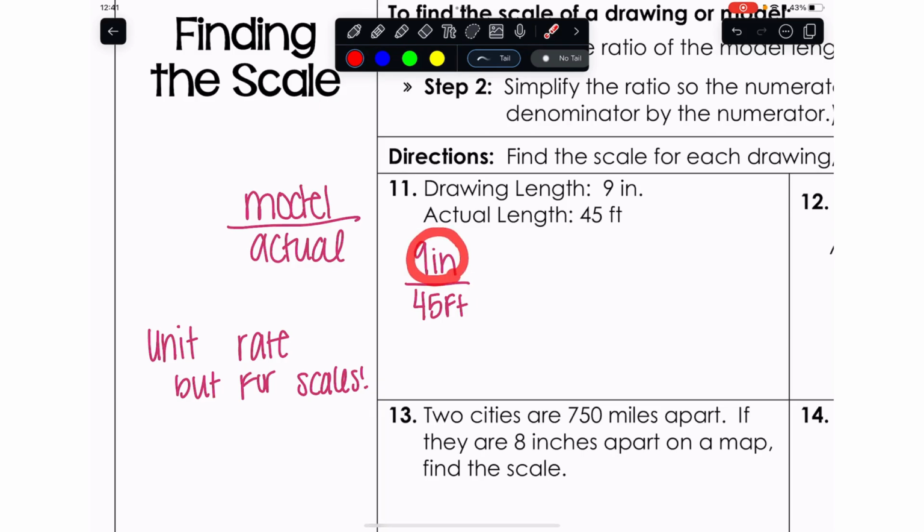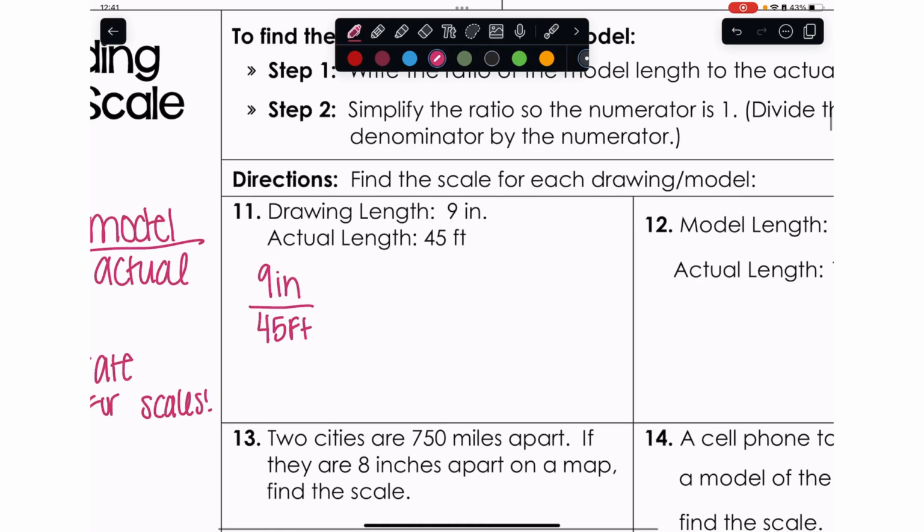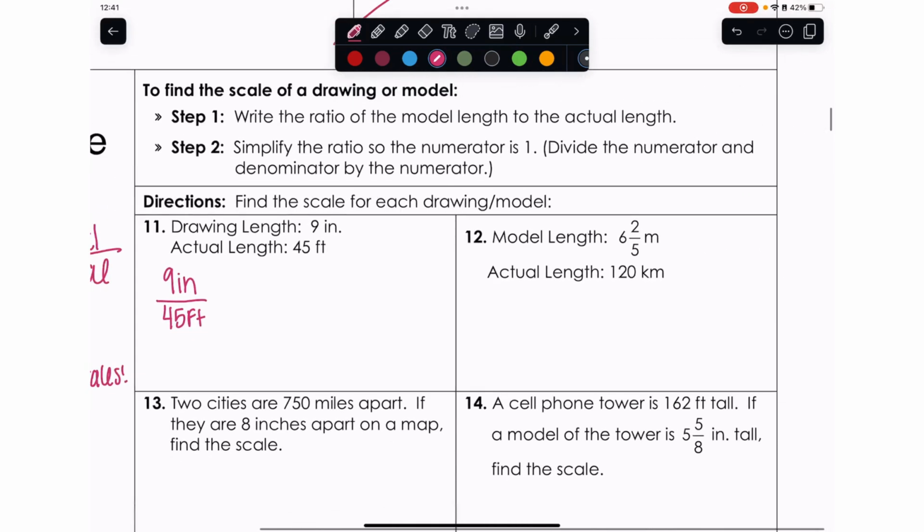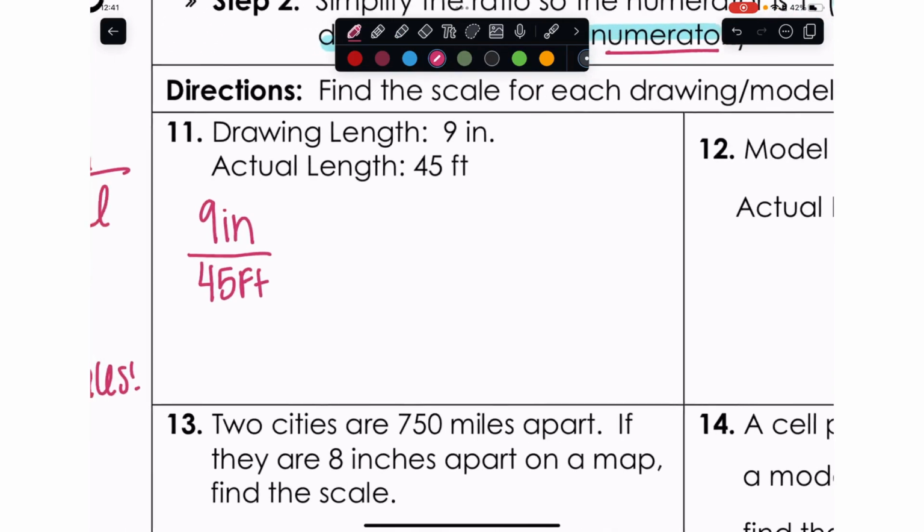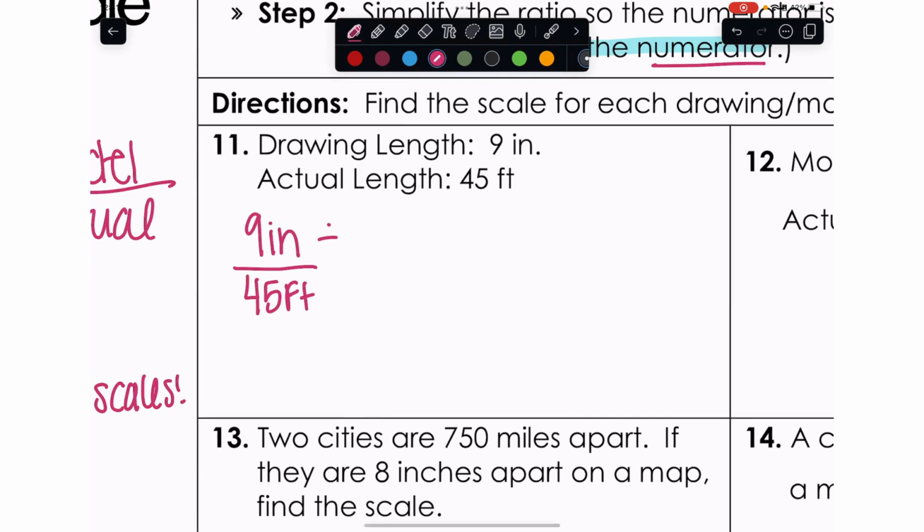So what can I do to this 9? How can I turn a 9 into a 1 by multiplying or dividing? Dividing by 9. Good. So we're going to simply divide the numerator and the denominator by whatever your numerator is, because I'm trying to get the numerator to 1. If I divide by 9 on the top and by 9 on the bottom, this is just reducing the fraction, right? We've done this before. But we're reducing it with a purpose. We always want my numerator to be 1.